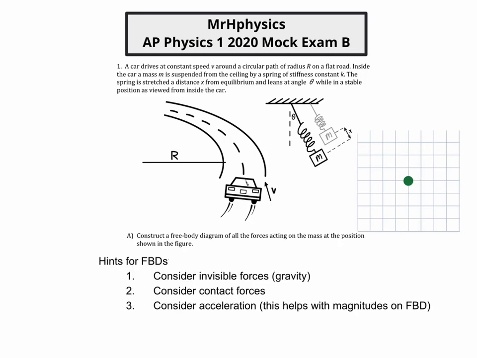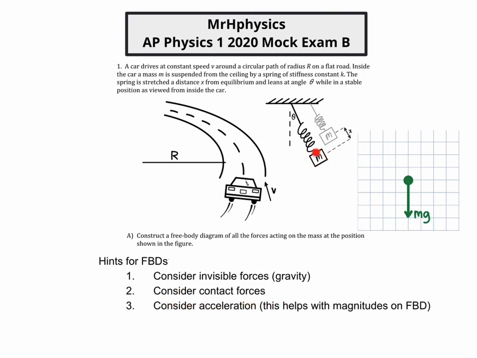Well, I have 3 hints for free body diagrams. The first thing we want to do is to consider invisible forces such as gravity. We're on Earth, so we're going to have weight vertically downwards. I drew it with 3 units. They're probably going to give you some sort of representation on a grid here, so let's do 3 units downwards. We don't have an exact amount for this particular one. They gave us m.